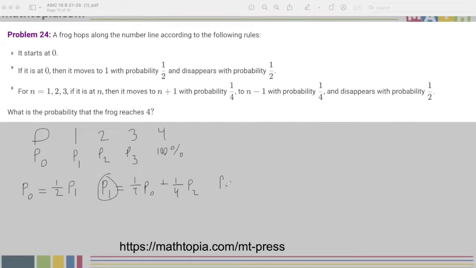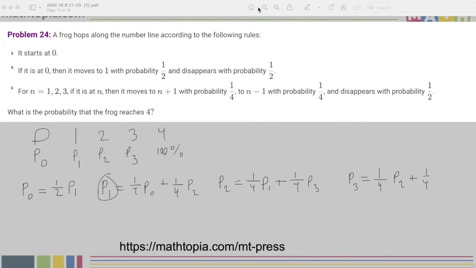Okay. What is P2? Well, very similarly to the previous equation, it's going to be 1/4 P1 plus 1/4 P3. And finally, P3 is going to be equal to 1/4 P2 plus 1/4 times 1, right? Because it's a 100% chance once you get to 4, we can just get rid of that. All right. So now we just need to solve the system of equations.